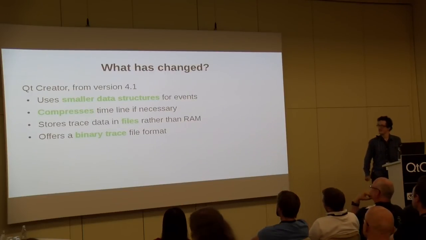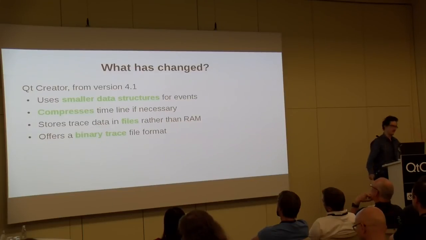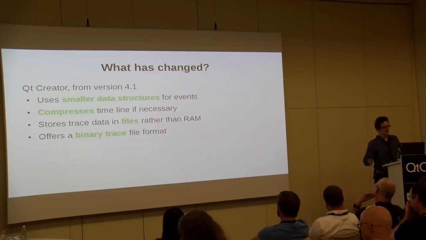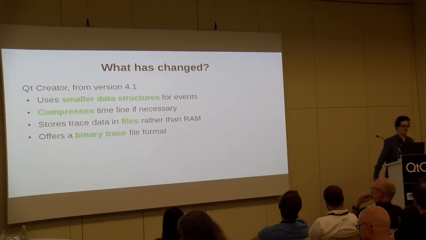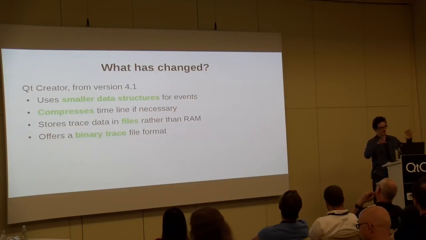Basically, it uses smaller data structures for everything. It doesn't duplicate the file names and the function names and so on, but only sends the timestamps and the IDs for the functions and stuff like that. It compresses the timeline when uploading to the GPU. So if there are too many events, so that they wouldn't fit in the GPU memory, it basically compresses multiple of them into one geometry block that's uploaded. So that saves some space.